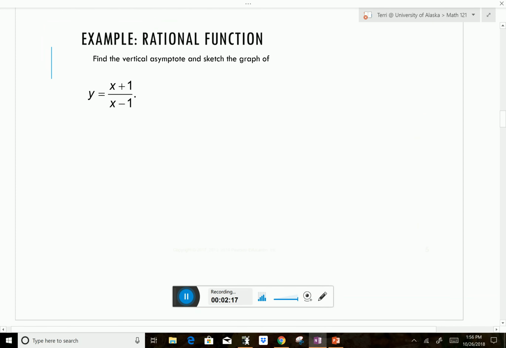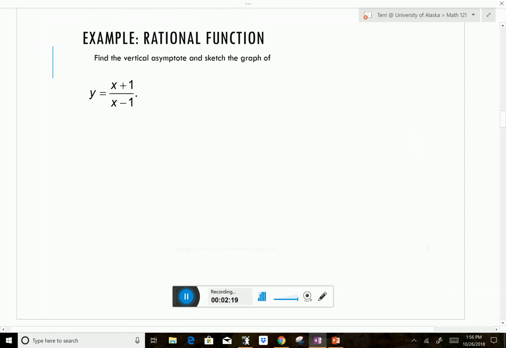So let's talk about this rational function. And let's find the vertical asymptote, and then we can just sketch the graph real quick. So what do we see for a vertical asymptote on this? So remember, we set the denominator equal to 0. So x minus 1 equals 0, so x equals 1, right? So we have a vertical asymptote at x equals 1.